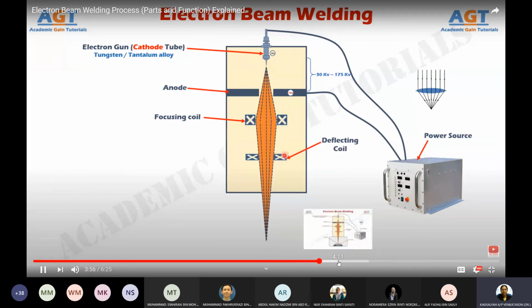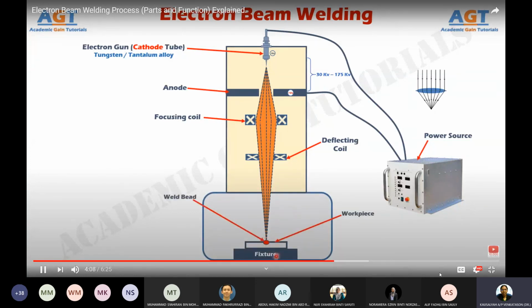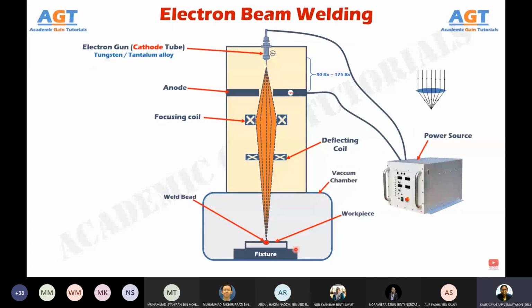Here we have a deflecting coil. This deflecting coil deflects the beam at the required weld area on the workpiece where we need the welding joint to take place. Here, we have the workpiece or the parts that are to be joined. There is a fixture down here on which the workpiece is fixed firmly so that it does not move during the welding operation. This welding operation takes place inside a vacuum chamber. The workpiece fixed on the fixture is placed inside this vacuum chamber.